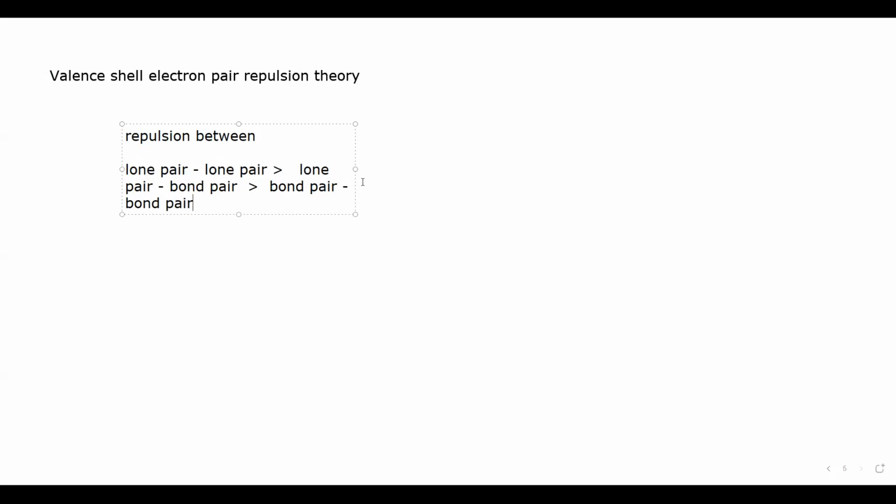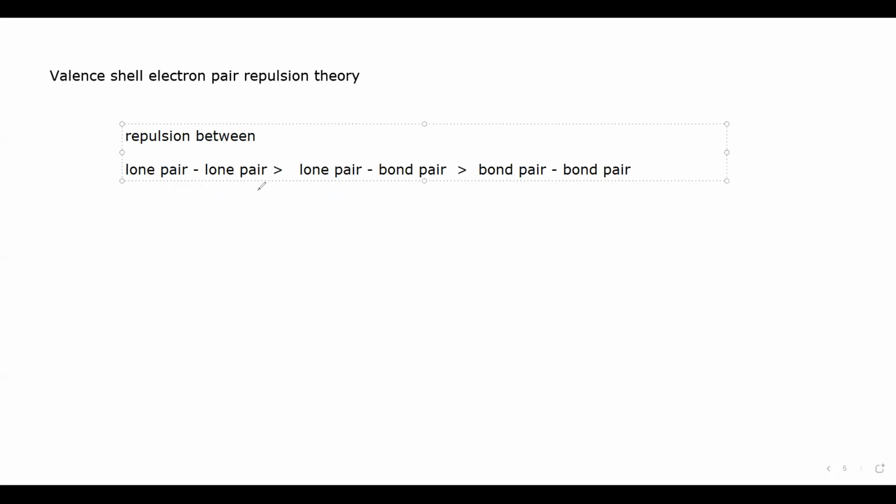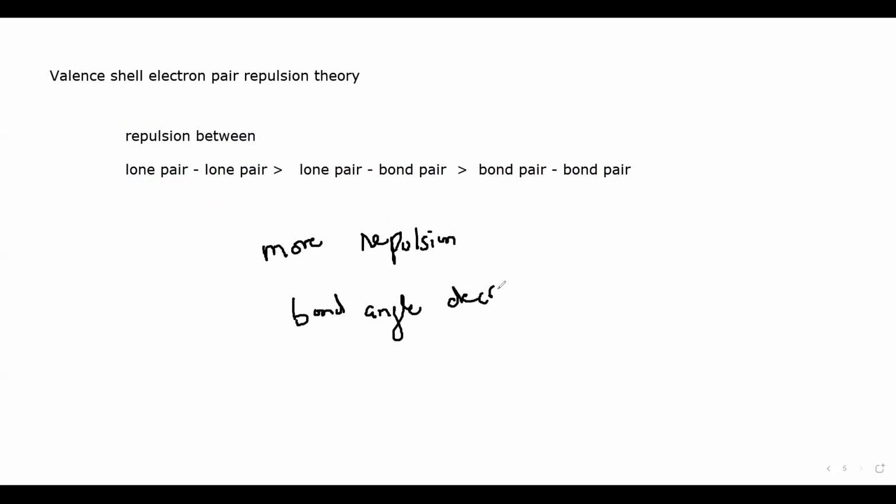So this is called valence shell electron pair repulsion theory: a lone pair has more repulsion than a bond pair, and lone pair–lone pair repulsion is greater than lone pair–bond pair, which is greater than bond pair–bond pair. So what is the effect of increasing repulsion? If they have more repulsion, the bond angle will decrease.